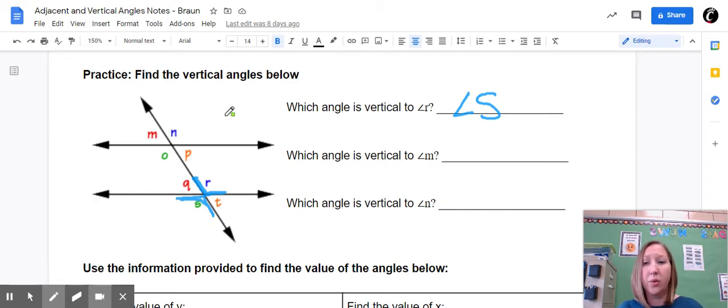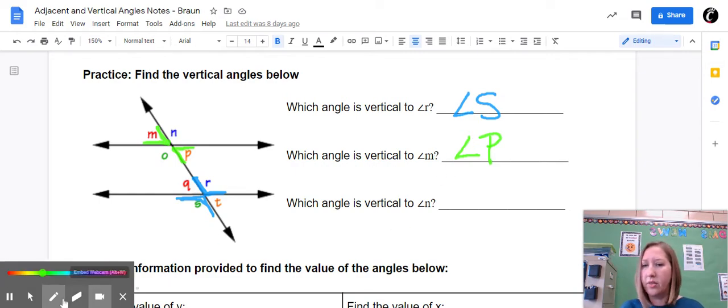Which angle is vertical to angle M? So again, we're going to locate angle M, which is right here. And again, it's pointing us right to where we need to go. The angle opposite across from it is angle P. So angle P is the angle vertical to angle M.